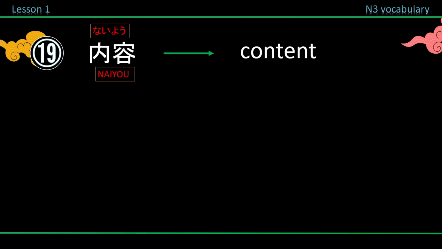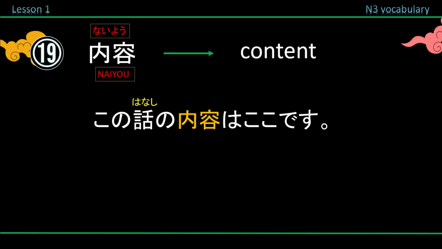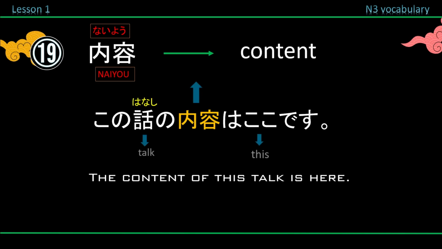The next is naiyo. Naiyo simply means content. So here is an example sentence. Kono hanashi no naiyo wa koko desu. This means the content of this talk is here. You will often see this word used in formal expressions, lectures, and documents.